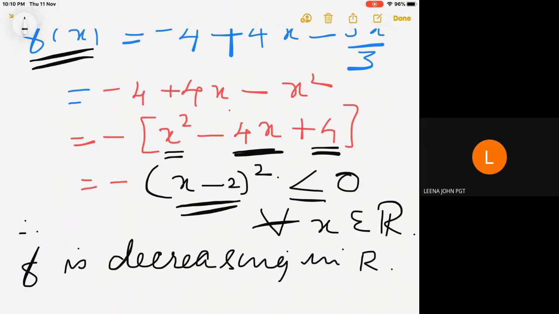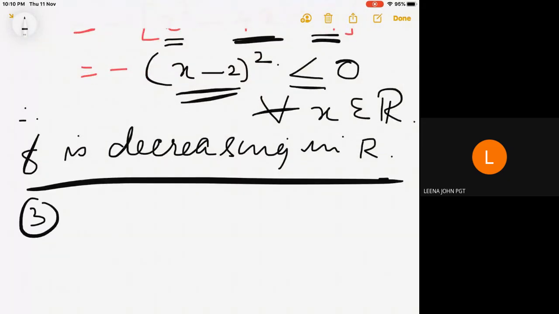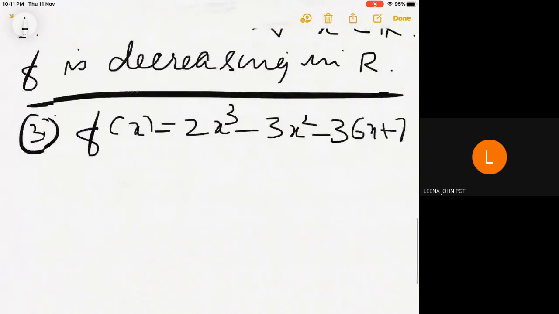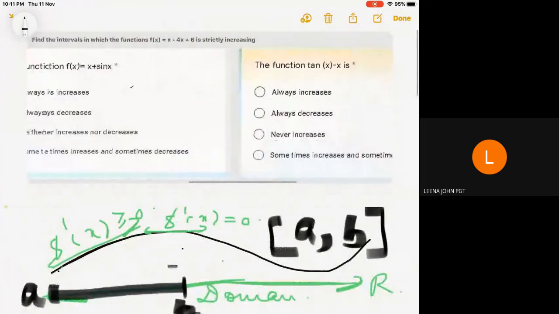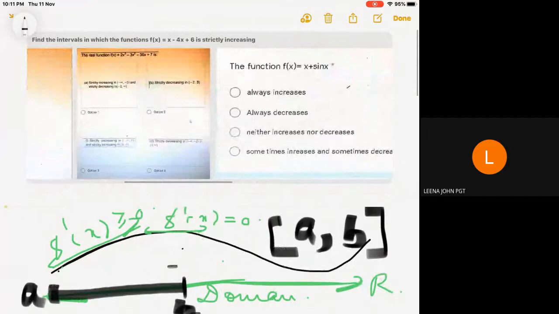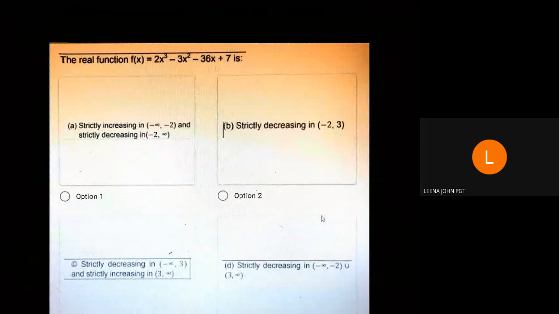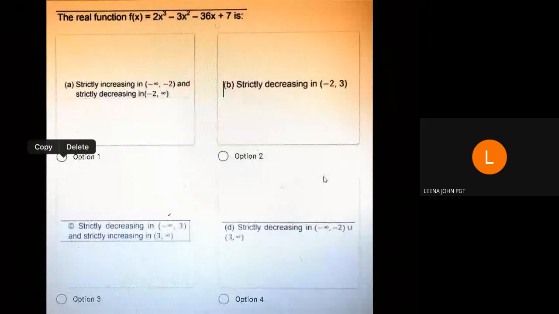The third question is: the real function f of x equal to 2x cube minus 3x square minus 36x plus 7 is increasing in some interval, decreasing in some interval. Some intervals are given in this case.